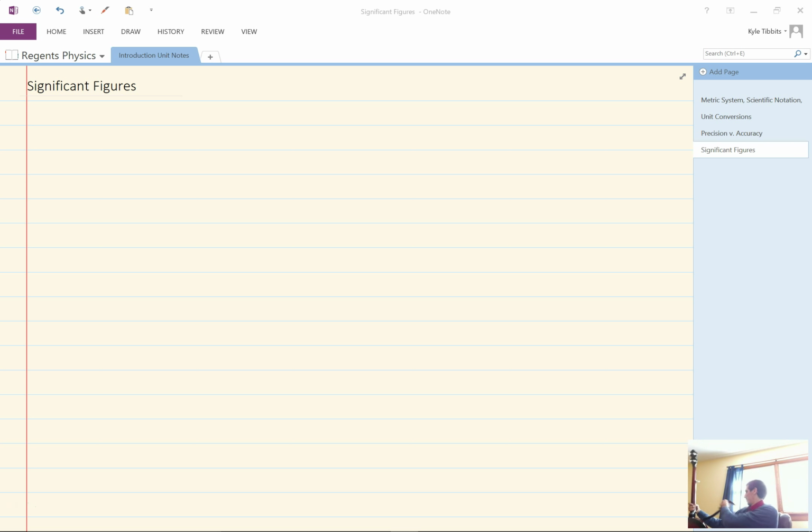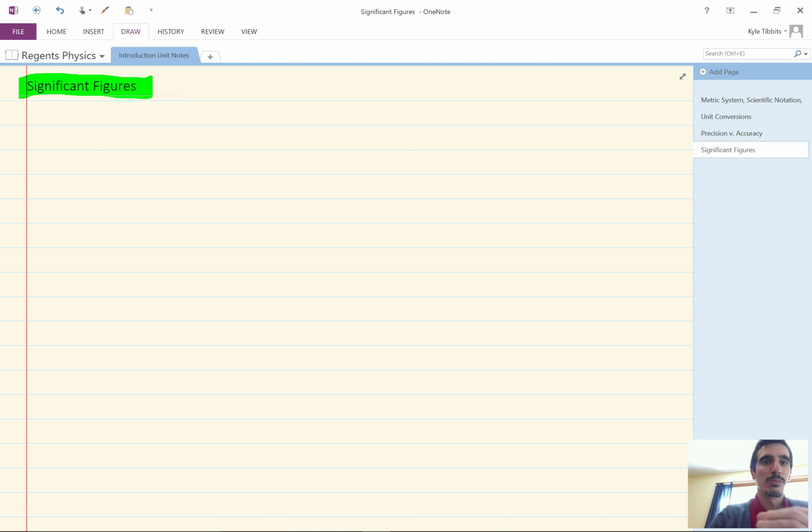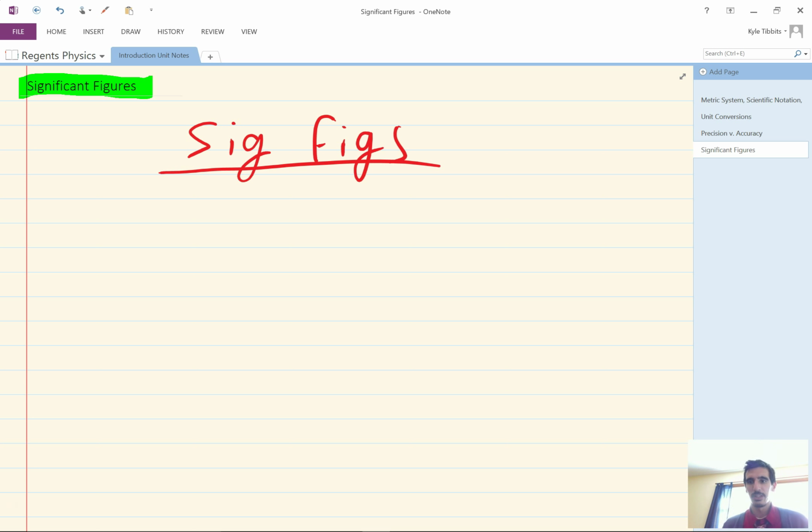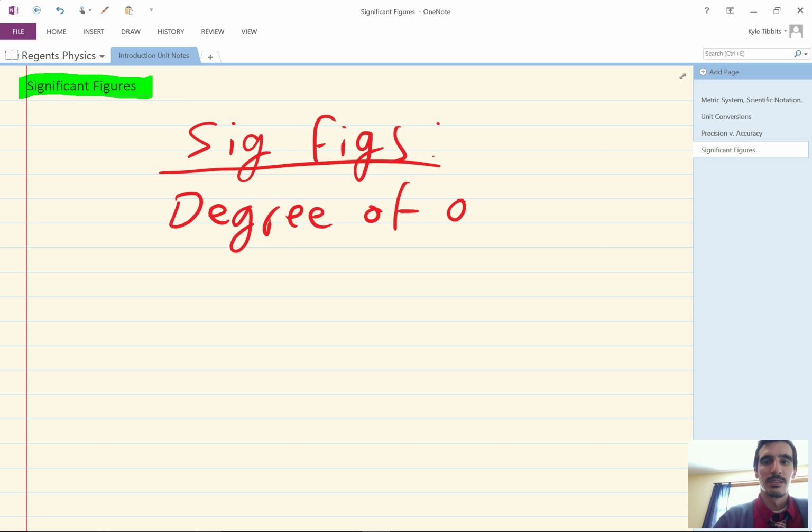Today we're going to continue our lesson on precision and accuracy, except now we're going to look at significant figures. They're most commonly known as Sig Figs for short. Or Fig Newtons. We'll actually look at Fig Newtons when we talk about Isaac Newton in a few more units. So Sig Figs is a degree of precision of your measurements.